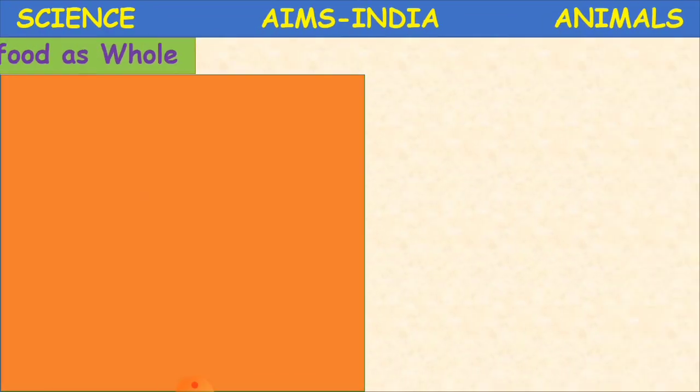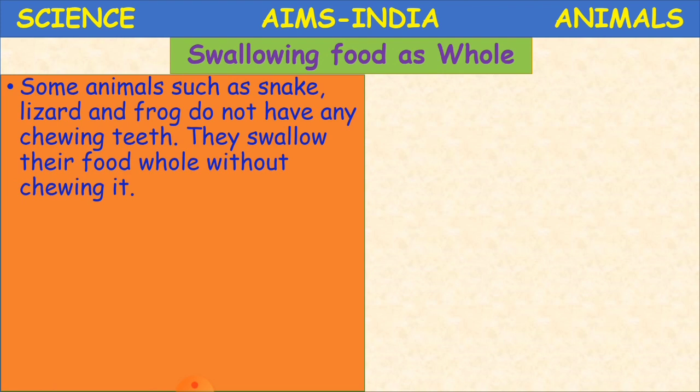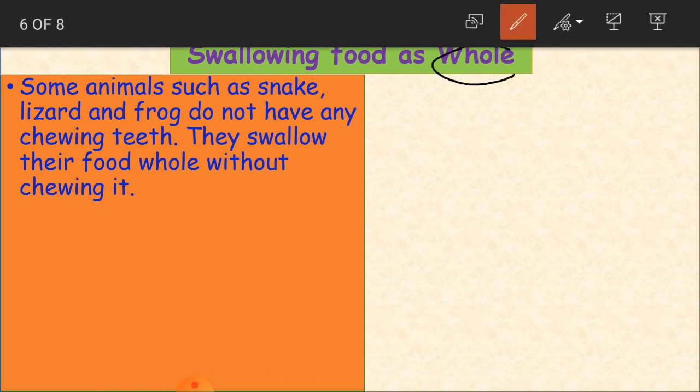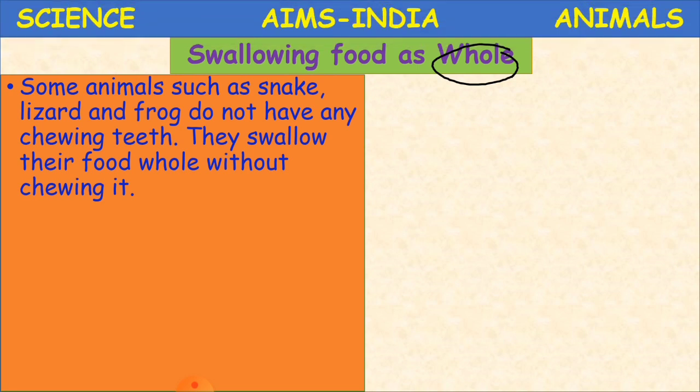Clear? Yes. Now we'll see about swallowing food whole. Whole is nothing but as it is. So if you have a potato in front of you, for example, and you take the total potato without cutting it into pieces, as it is, and swallow it, we call it food whole. Whole in the sense as it is, without cutting or tearing it into pieces. Okay, children?